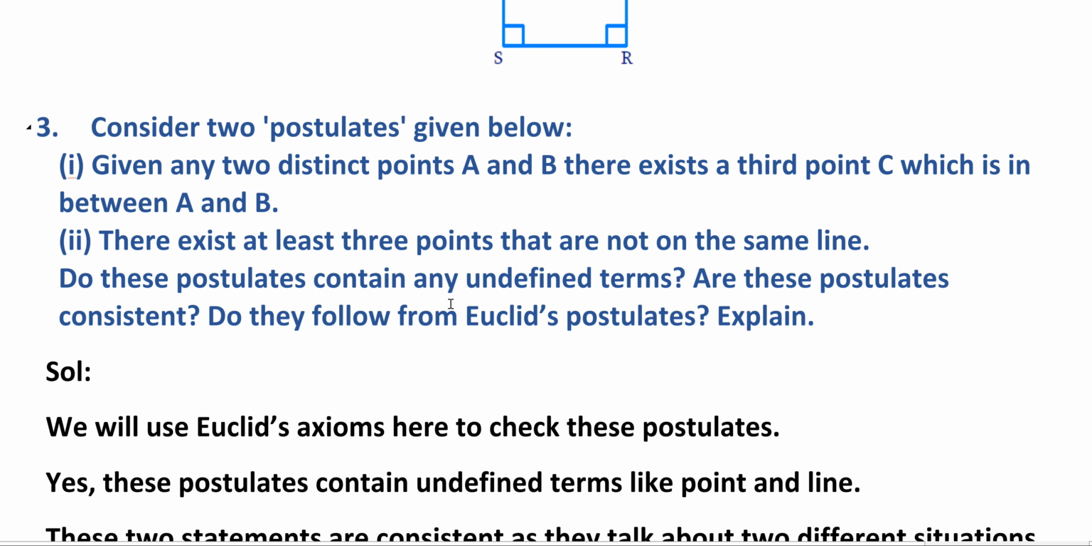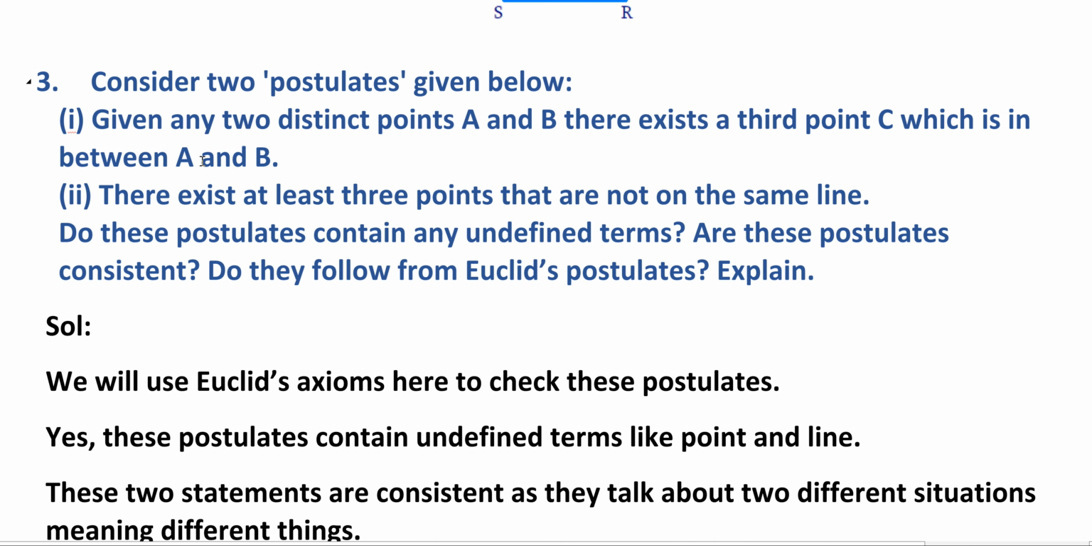Third problem. Consider two postulates given below. Given any two distinct points A and B, there exists a third point C which is in between A and B. There exist at least three points that are not on the same line. Do these postulates contain any undefined terms? Are these postulates consistent? Do they follow from Euclid's postulates? Explain.